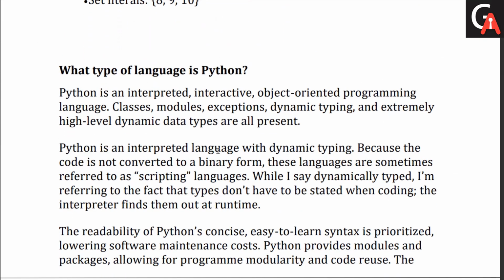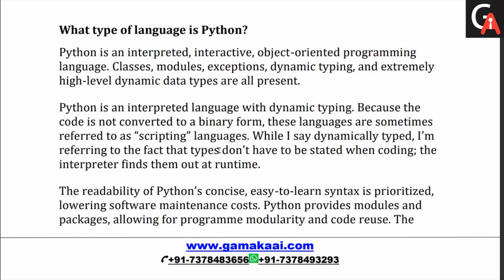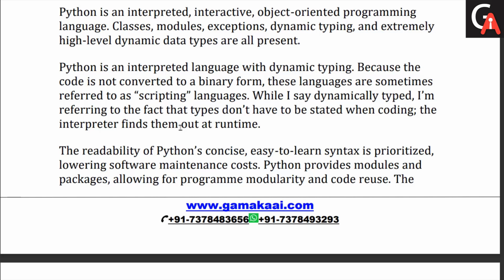Okay, next question we have: what type of language is Python? Python is an interpreted, interactive, object-oriented programming language. Classes, modules, exceptions, dynamic typing, and extremely high-level dynamic data types are all present. Python is an interpreted language with dynamic typing. Because the code is not converted to binary form, such languages are sometimes referred to as scripting languages.